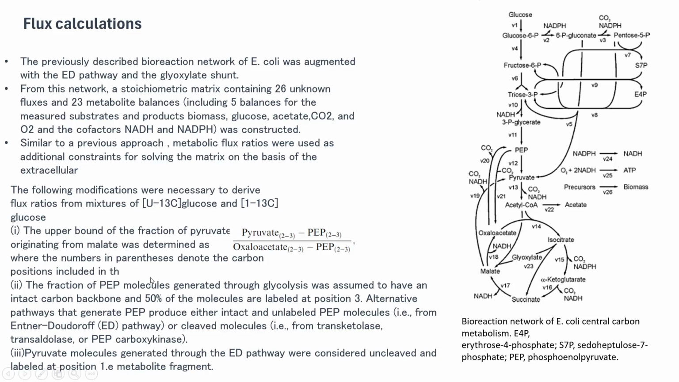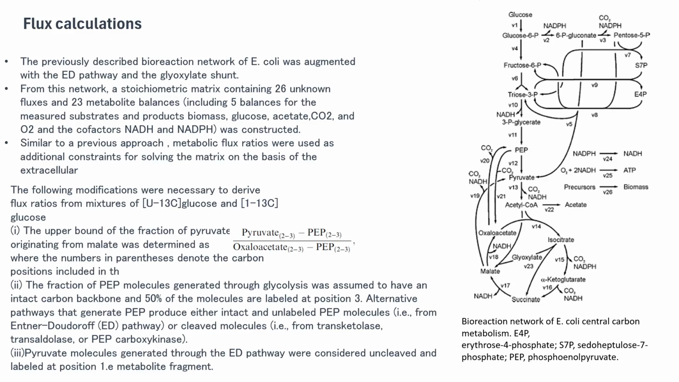The numbers in the parenthesis denote the number of carbon positions. The fraction of PEP molecules generated through glycolysis was assumed to have an intact carbon backbone, and 50% of the molecules are labeled at position 3. Alternative pathways that generate PEP produce either intact and unlabeled PEP molecules, that is from the ED pathway, or cleaved molecules, that is from the transketolase, transaldolase, or PEP carboxylase.